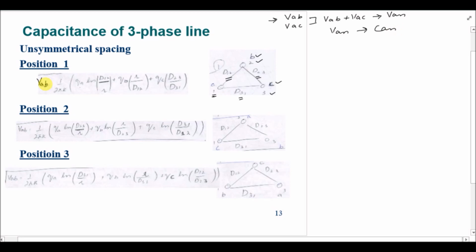So for the VAB value in position number 1, the formula remains the same: 2 pi k [QA ln D12 over r plus QB ln r over D12 plus QC ln D23 over D31]. There is ln in these two terms as well.